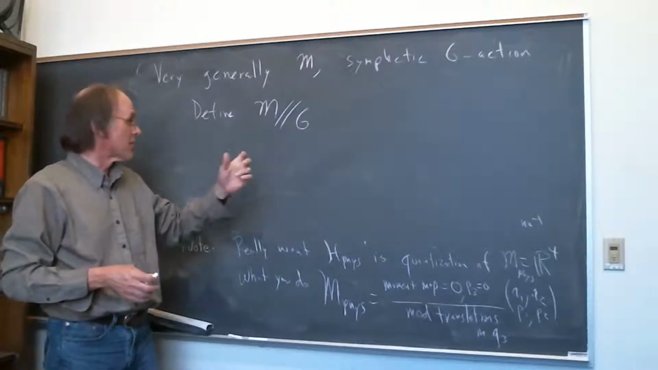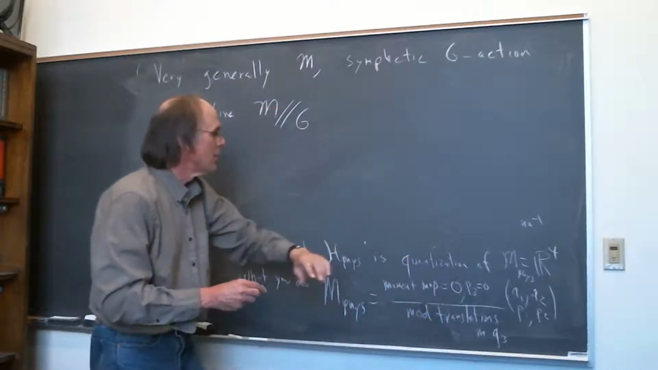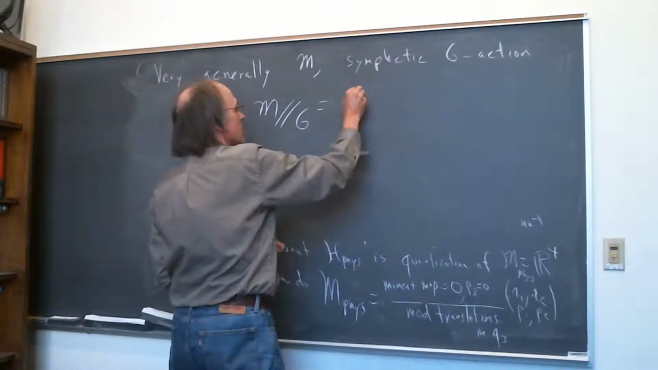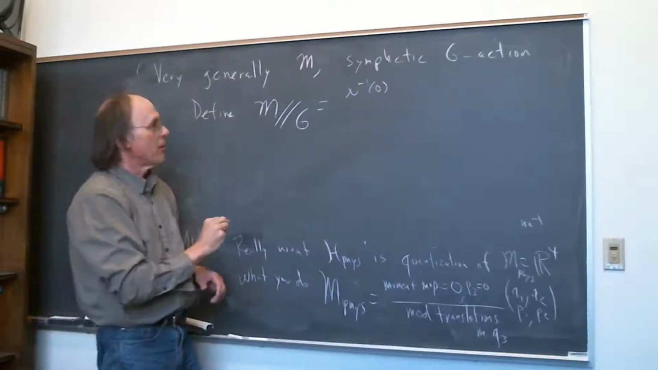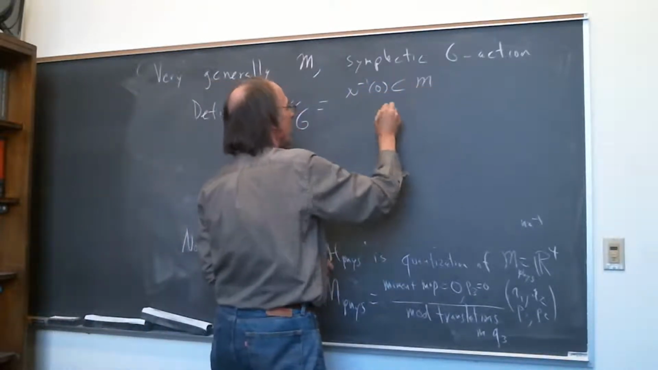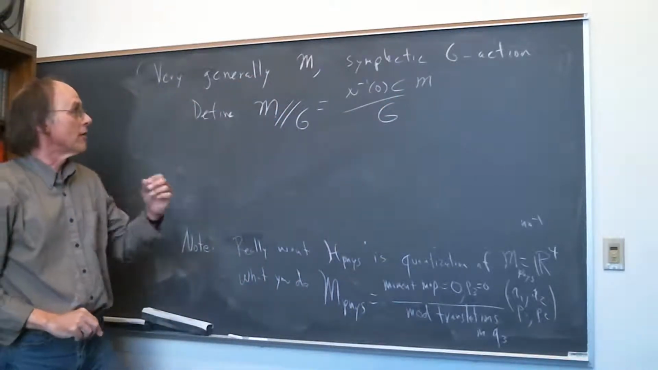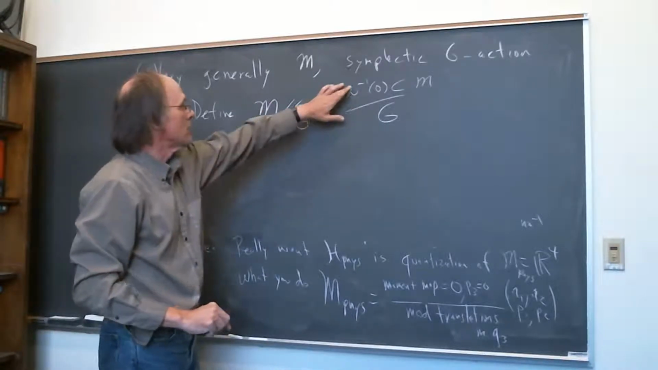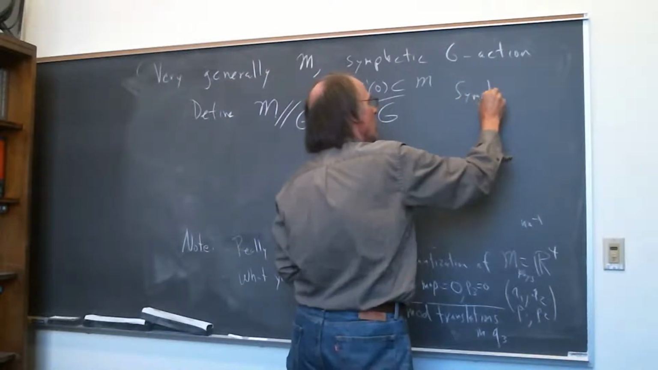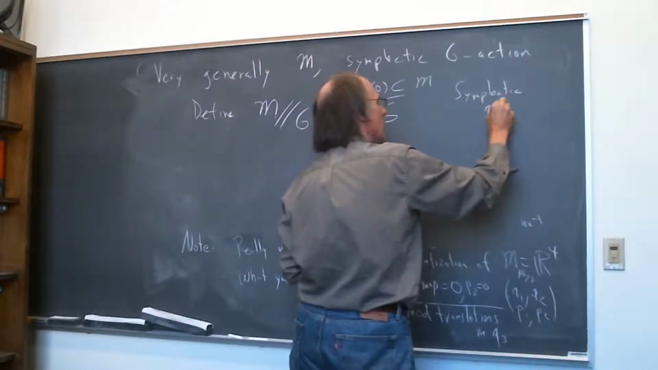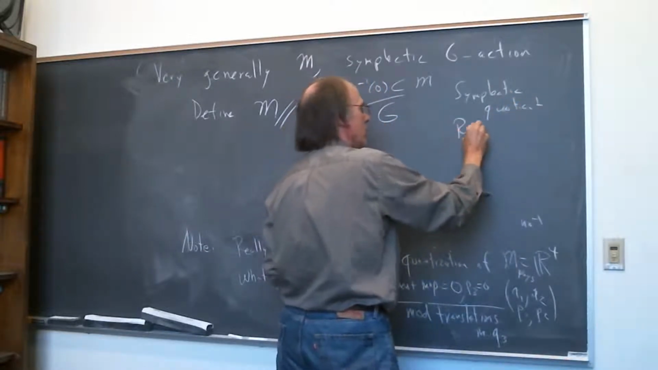There's kind of too many. There's twice as many degrees of freedom as you thought, twice as many variables as you thought. So this thing is equal to, what you do is you take the moment map. Look at where the moment map is 0, and then divide by the action of the group on that subspace, and this will give you a new space called the symplectic quotient. Or sometimes called the reduced space.